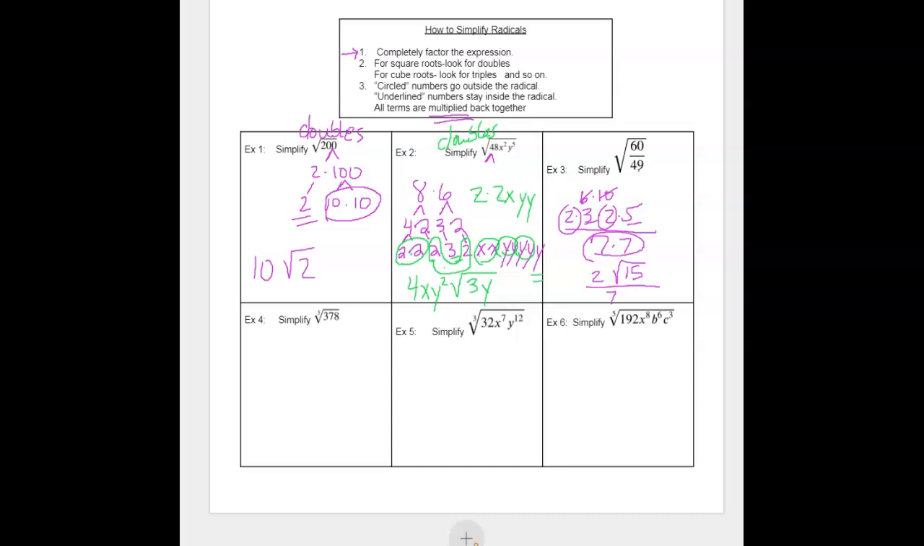All right, example 4, I tried to pick a number that you're not used to. So if you don't know something that goes in, you literally can start small. Since this is a cubed root, we're looking for triples. So I know that 2. So you're going to take a calculator and you're going to divide 378 divided by 2. So I got 189.